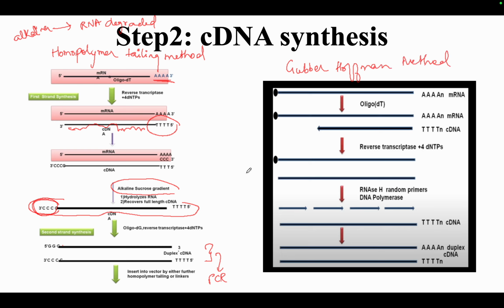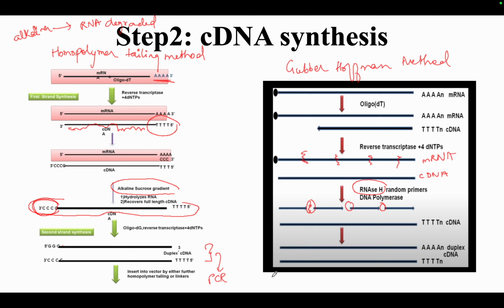So in this method, what do we do? The first cDNA synthesis step is the same. When we have an mRNA and cDNA duplex, so this is our mRNA and this is our cDNA, what we'll do is add RNase H. RNase H will cleave just the RNA. It will cleave the RNA randomly in between, so we'll have small gaps, as you can see here.